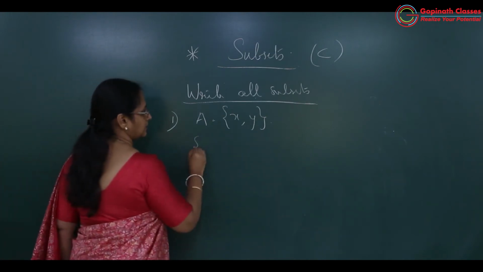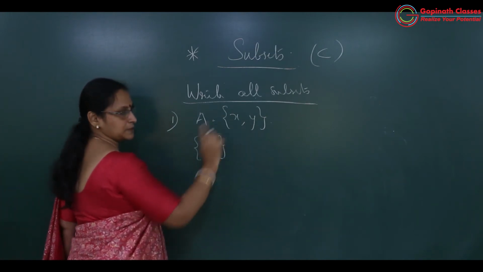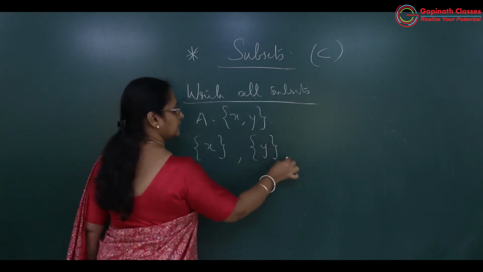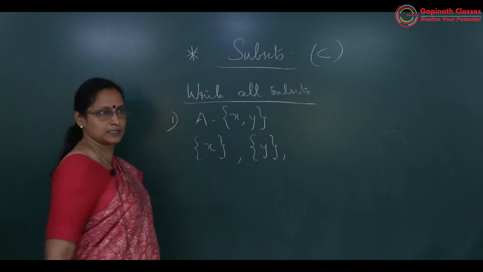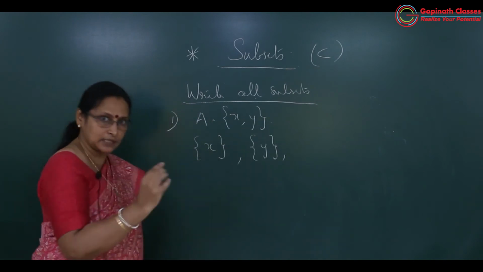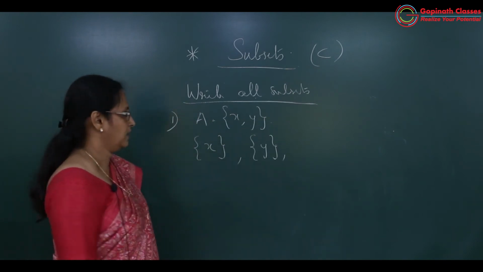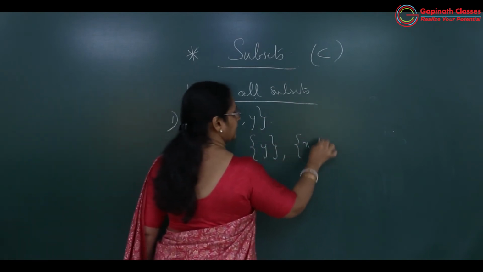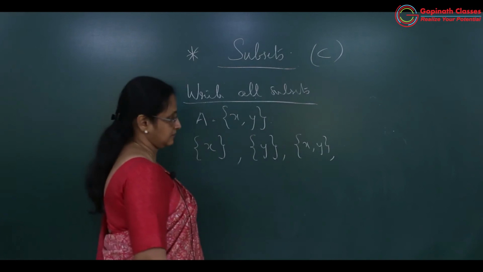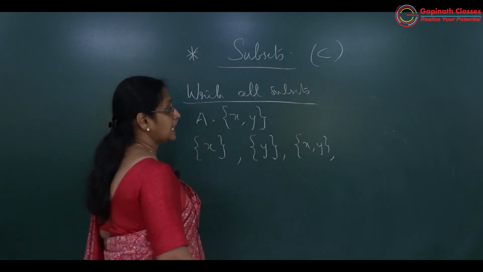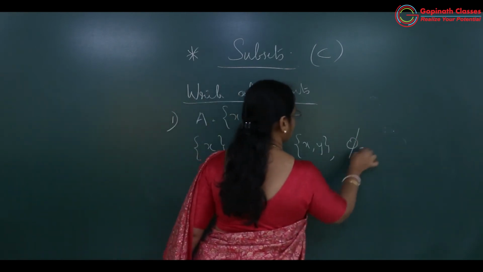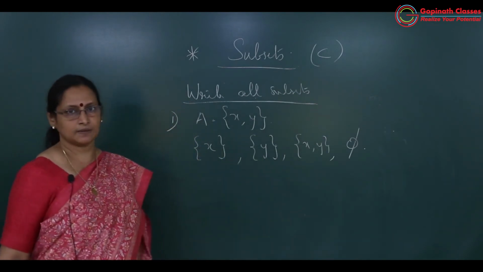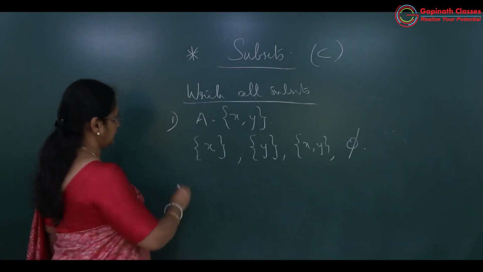Let's take {X} is a subset of this. Okay. Another set {Y} is a subset of this. You have to represent in set form. It is a subset. Okay. Now every set is a subset of itself, so the same set {X, Y} will come, and null set is a subset of every set. So these are the subsets. Another example I'll give you.